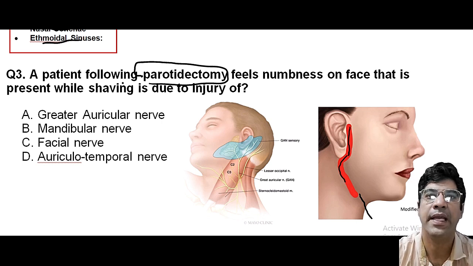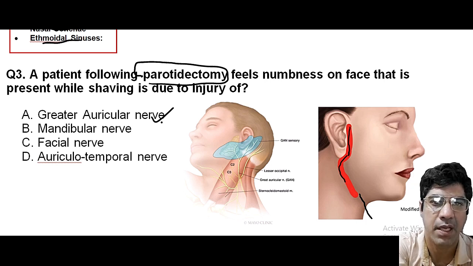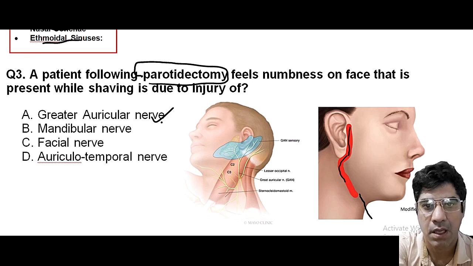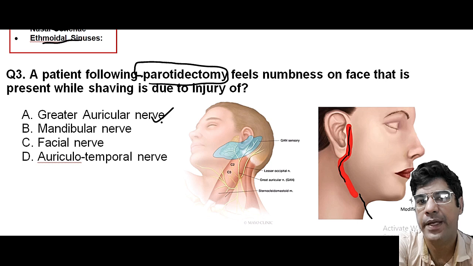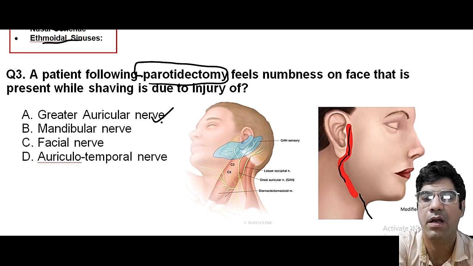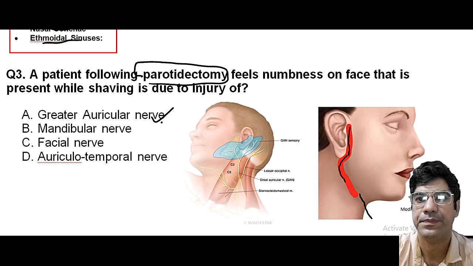So option A is correct. Option B is the mandibular nerve. The mandibular nerve, as we know, is one of the divisions of which nerve? It's the trigeminal nerve that supplies sensory innervation to the lower jaw, that is the mandible, including the lower lip and chin. The injury to the mandibular nerve might cause numbness in the lower part of the face, but it is less likely to affect the area typically involved in shaving, which is higher up on the face.